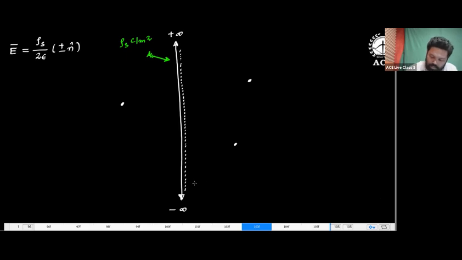Let us take this as plus or minus n cap. This will become minus or plus n cap. Clear? Yes. So what happens to the electric field here?